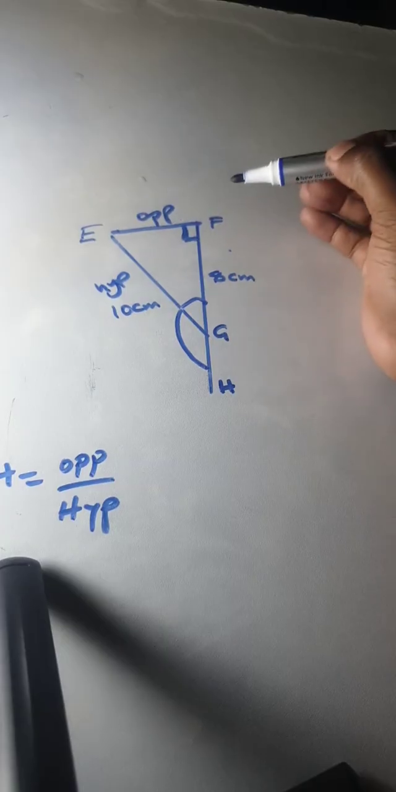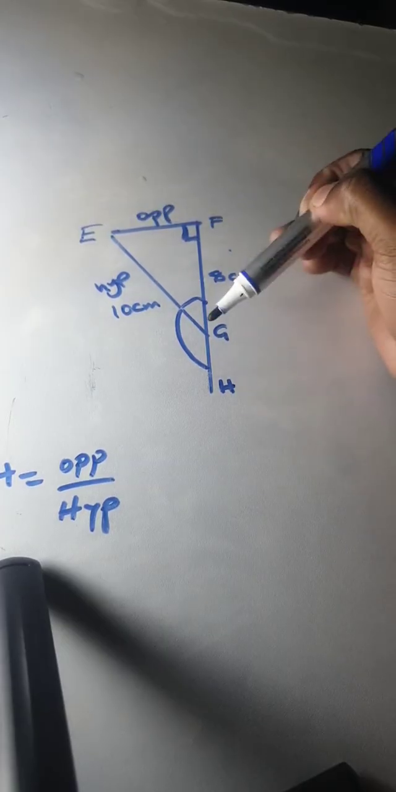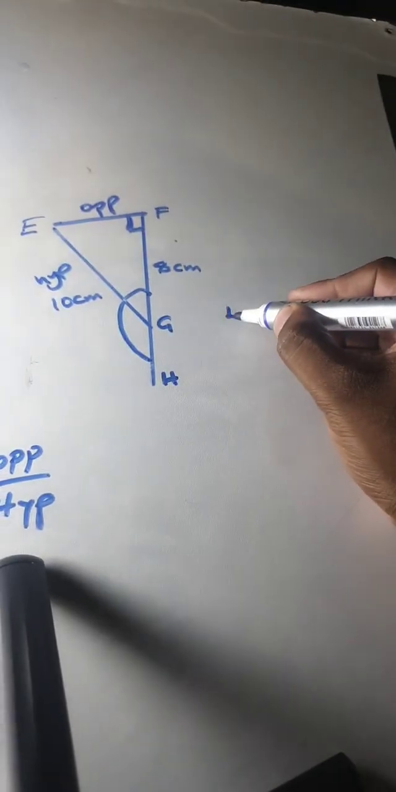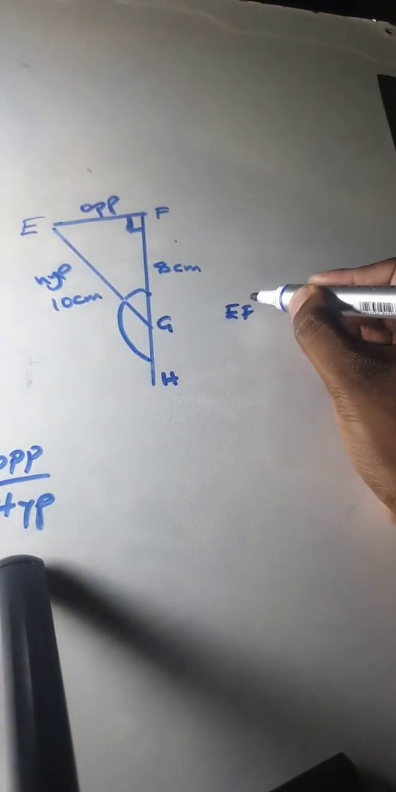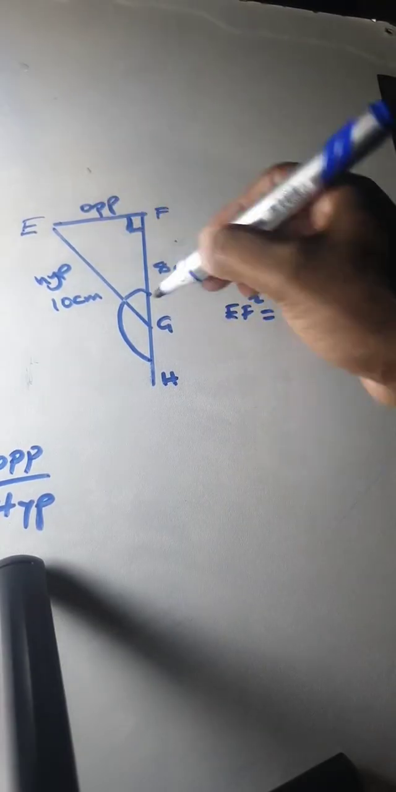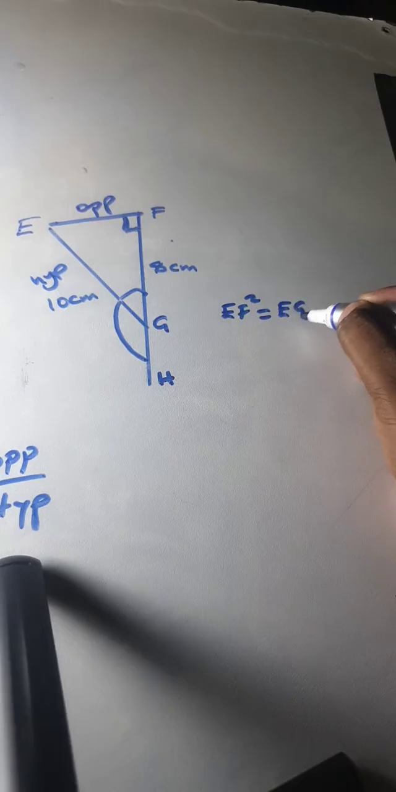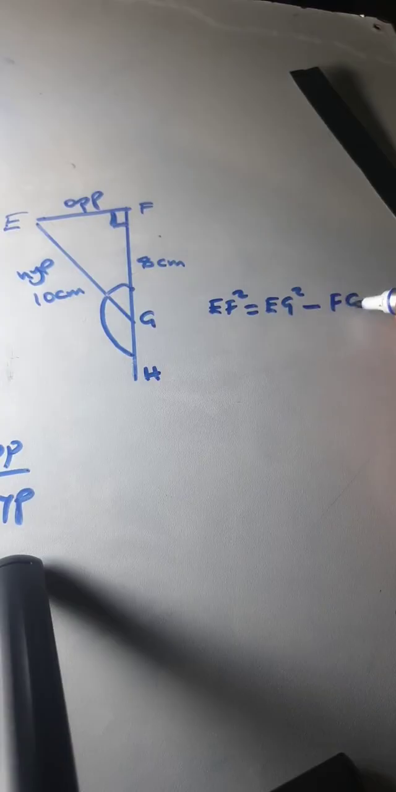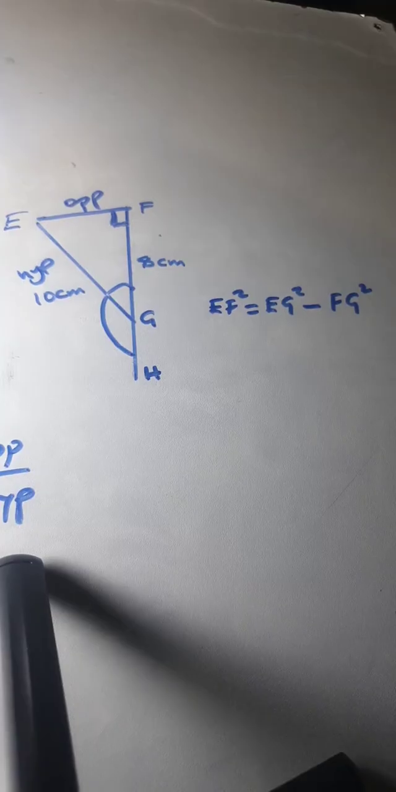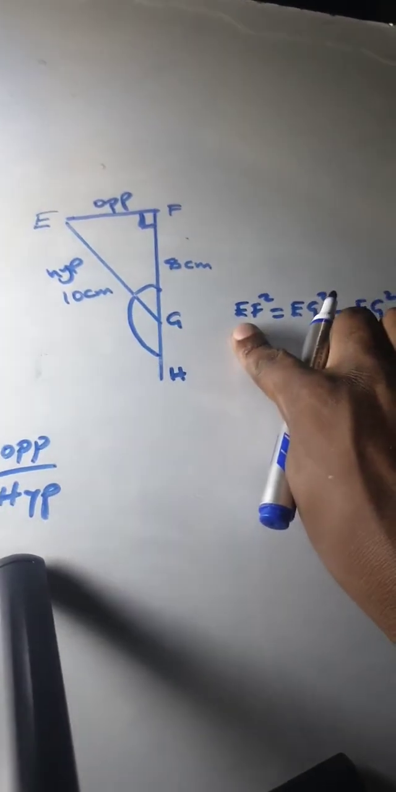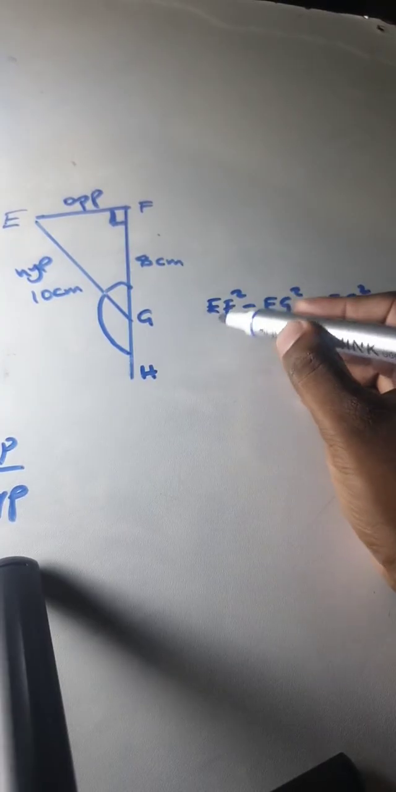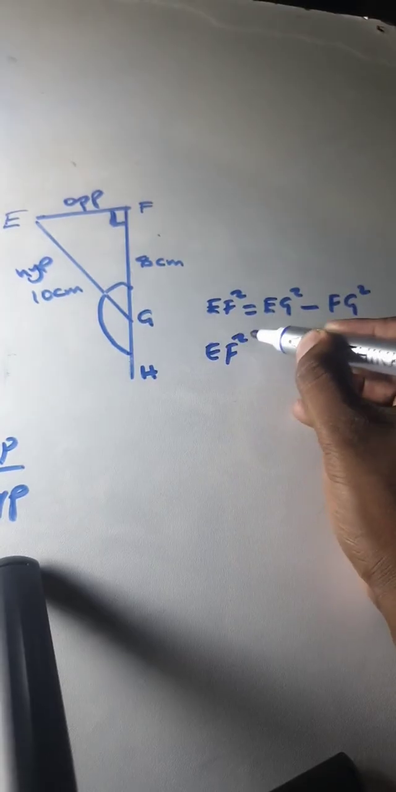We use Pythagoras theorem. For which triangle? EFG, this. So we say EF squared is equal to hypotenuse, which is EG squared, minus FG. Remember, we subtract if we are not finding the hypotenuse. If the side is not a hypotenuse, we subtract. But if we are to find a hypotenuse, we add. Pythagoras theorem. So what is our EF? That's what we are looking for.